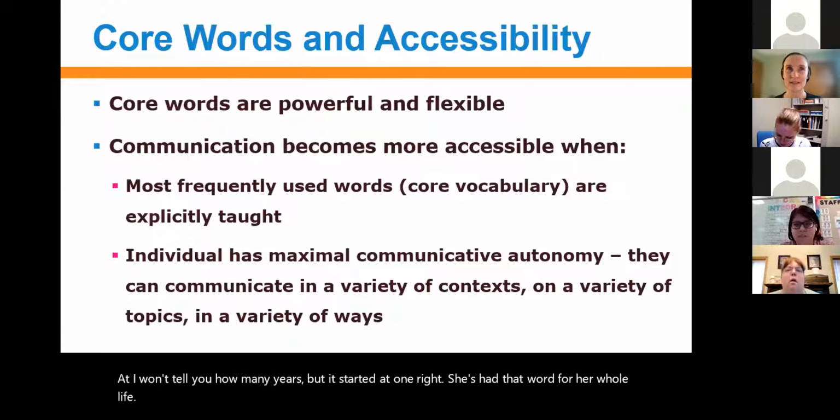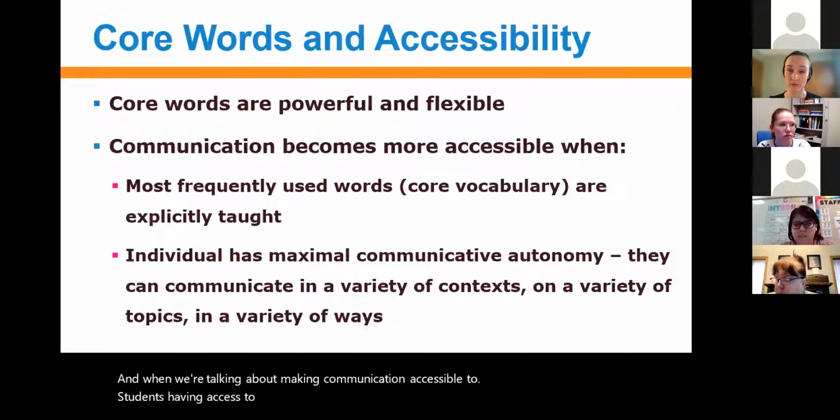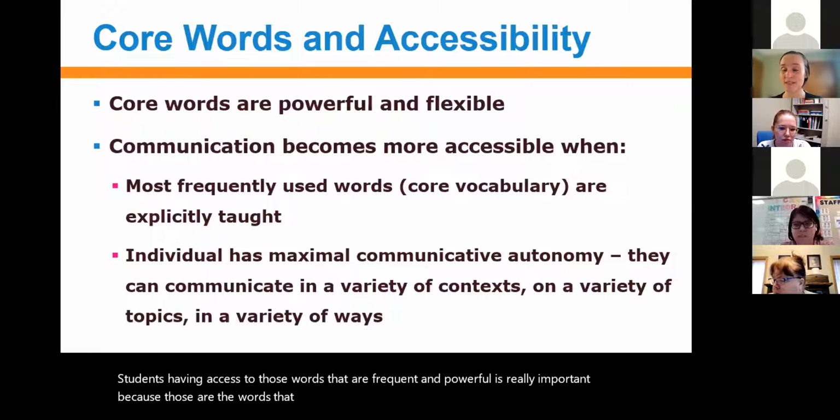So when we're talking about making communication accessible to students, having access to those words that are frequent and powerful is really important, because those are the words that they will need to be able to get themselves into and out of any situation they want, right? And we might need to teach those words explicitly.